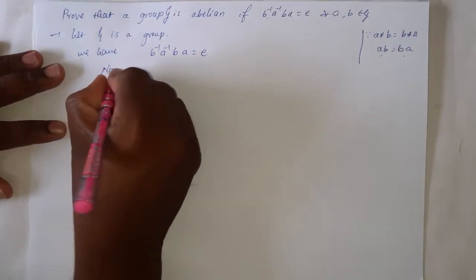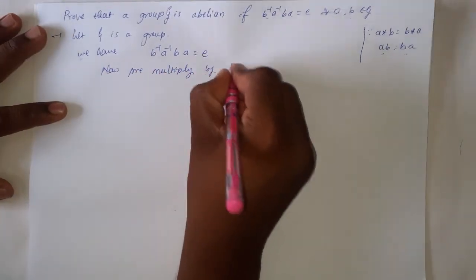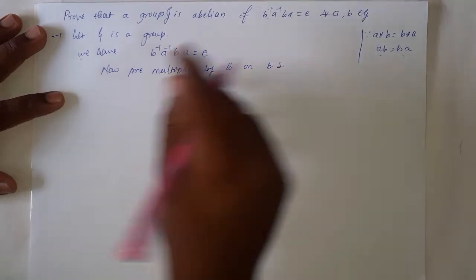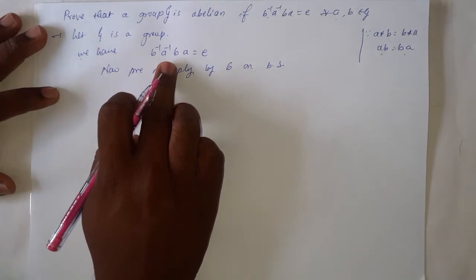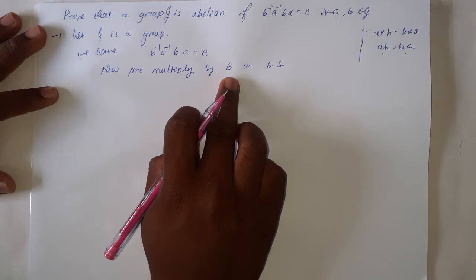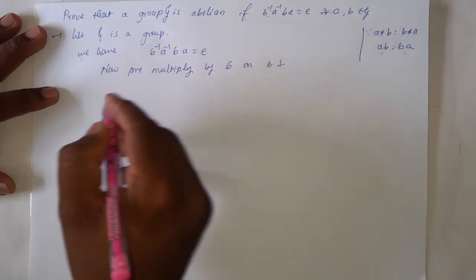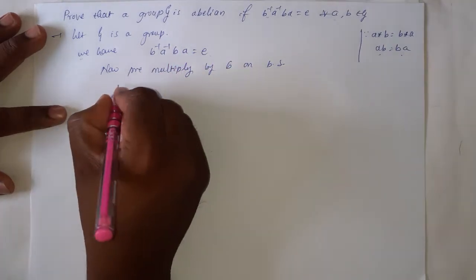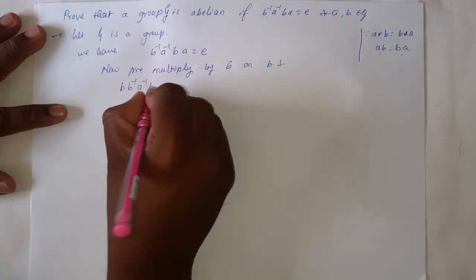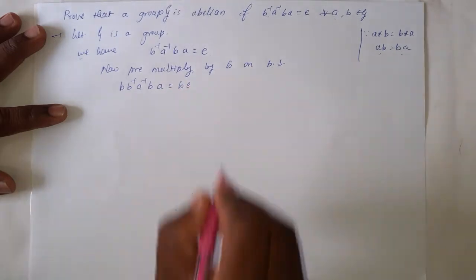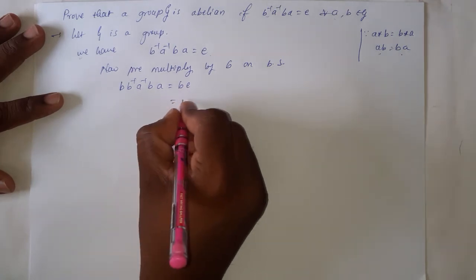Now pre-multiply by B on both sides of the above expression. Pre-multiplication means we need to multiply the element B on the left side of the expressions B inverse, A inverse, BA and E. So therefore if we multiply this by B, then it becomes B B inverse, A inverse, BA is equal to BE. Right? Now B into E is equal to what? This one is B only.